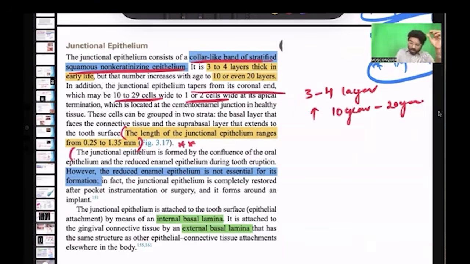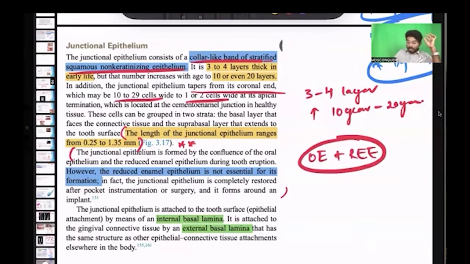Next, this concept is very, very important. Junctional epithelium is basically formed from oral epithelium plus reduced enamel epithelium. It is formed from these. But this reduced enamel epithelium is not essential. It's not a must to have reduced enamel epithelium. Why? There is an example.